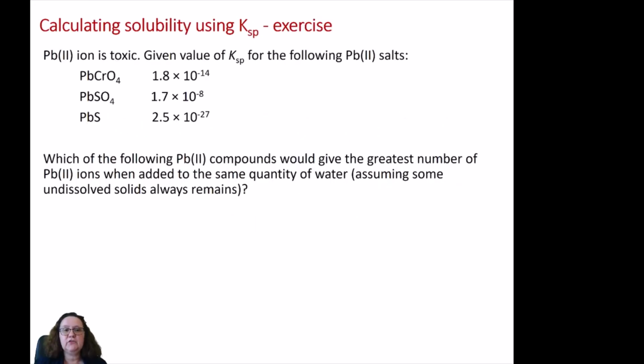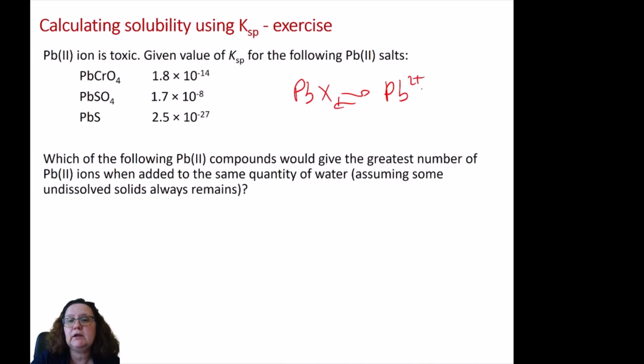So in this case, I can compare directly these three salts because all the KSP are at the same temperature, and all the salts liberate the same number of lead 2+ ions. They all have this structure, Pb and a counter anion, and when dissolving in water, they all liberate one lead 2+ ion and the counter anion, whichever it is. So they can be directly compared by looking at the KSP value.